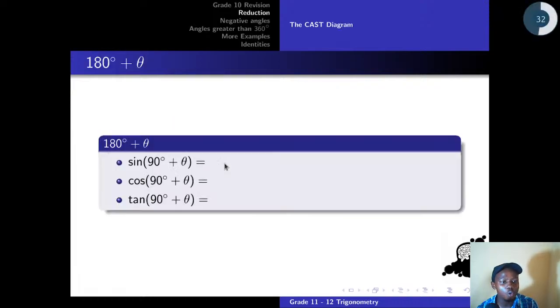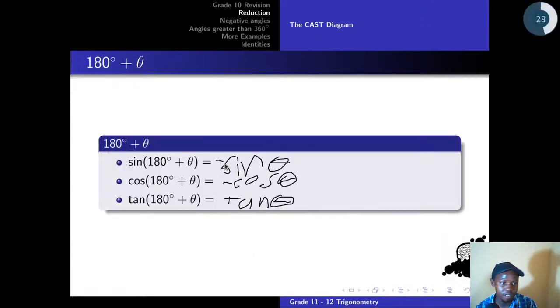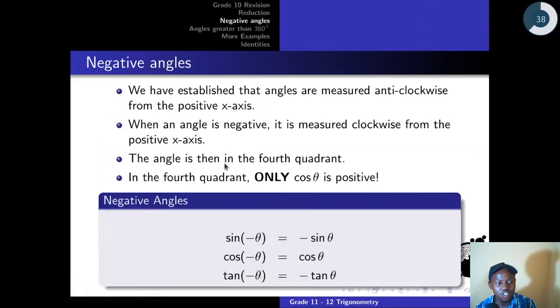We said according to our CAST diagram, only cos is positive in the fourth quadrant. Therefore, this should tell us that sine of negative theta will be negative sine of theta. Why is this? Because sine is negative in the fourth quadrant. We said negative angles are in the fourth quadrant. Cos of negative theta will give us a positive cos of theta because cos is positive in the fourth quadrant. Tan of negative theta is going to give us a negative tan of theta.